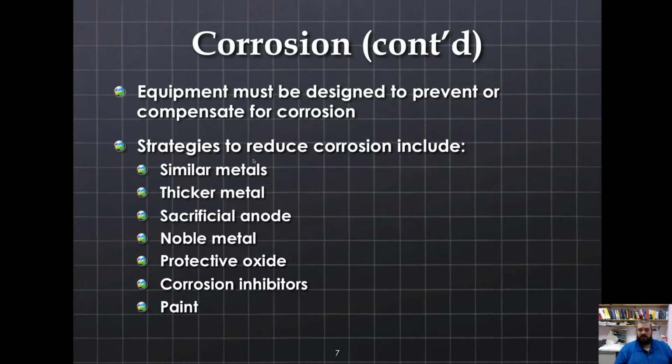Painting the surface is the final one, where you're actually putting a physical barrier on there to prevent any corrosion. Or using non-metals, so any of the other classes of materials. If you use those, you're less likely to see any corrosion because you're not getting that electrochemical reaction occurring.